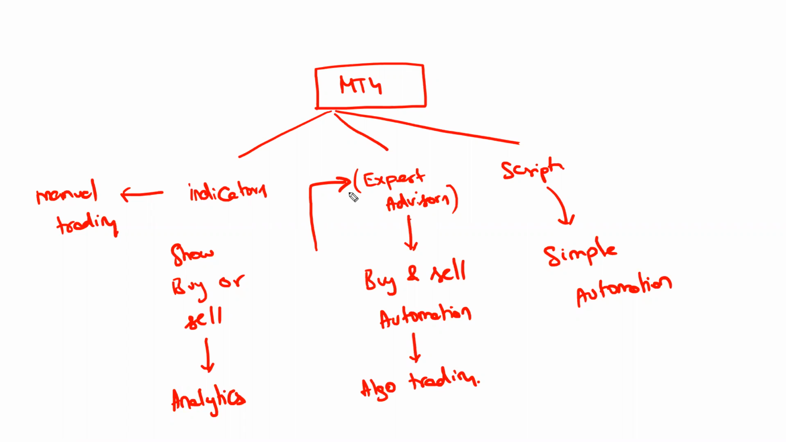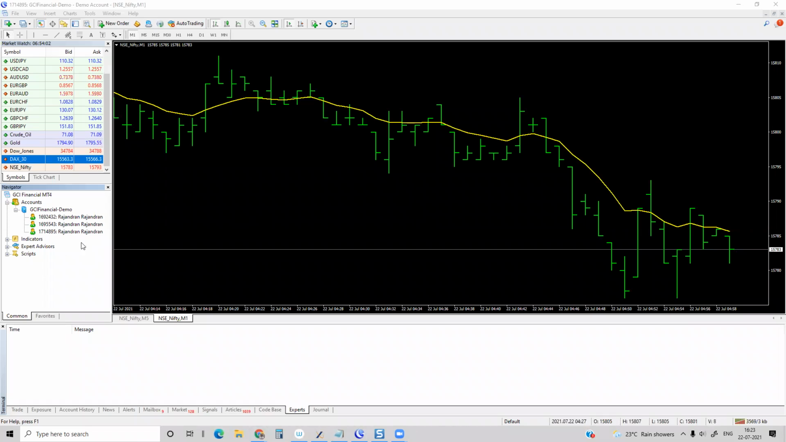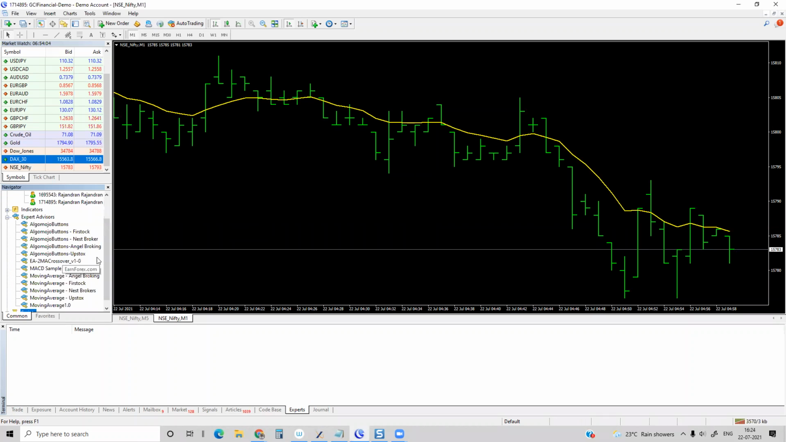Now, let's say I want to do some automated trading. In that case, I'll go to the expert advisor and simply drag and drop it. Let's say I'll pull up one of the expert advisors here, the Angel Broking expert advisor, and just drag and drop it. The moment I drag and drop, I think I'll do one thing: I'll try to close and reload.